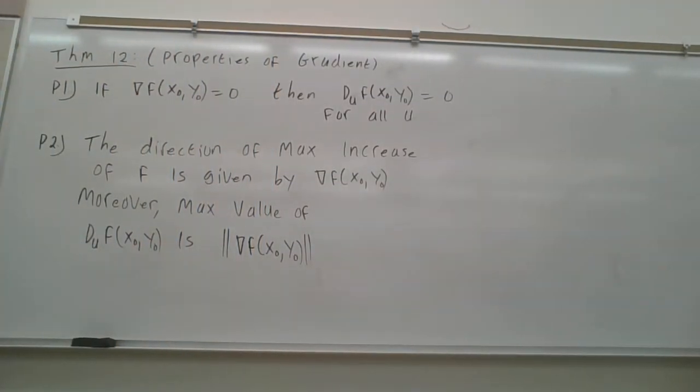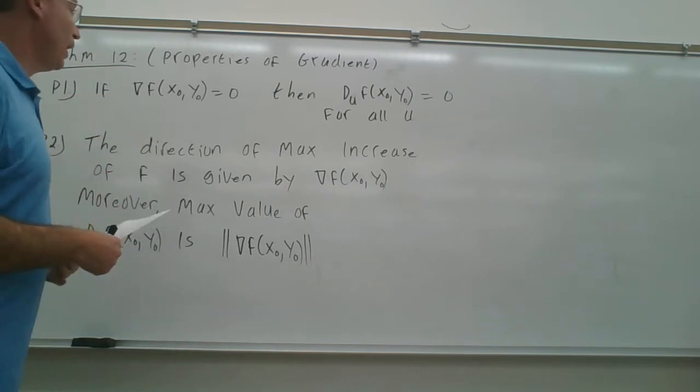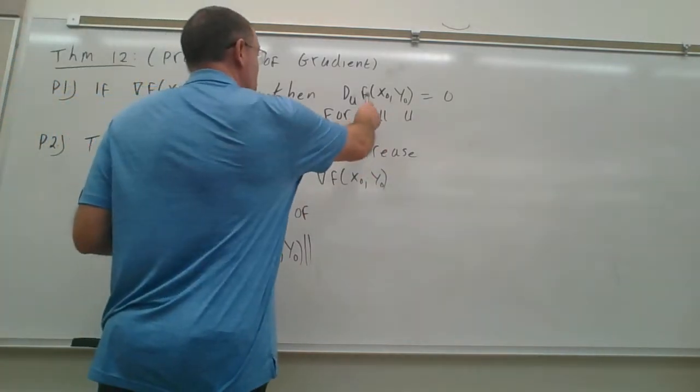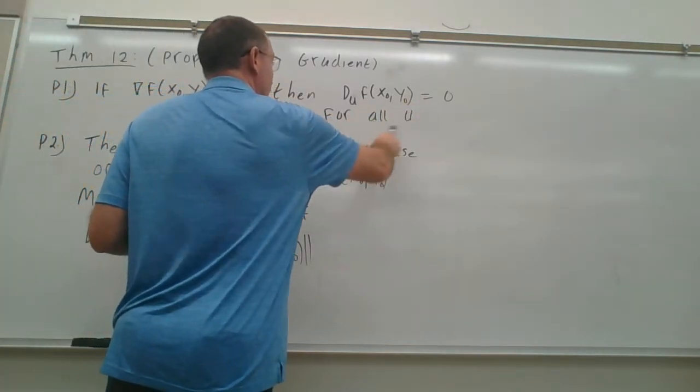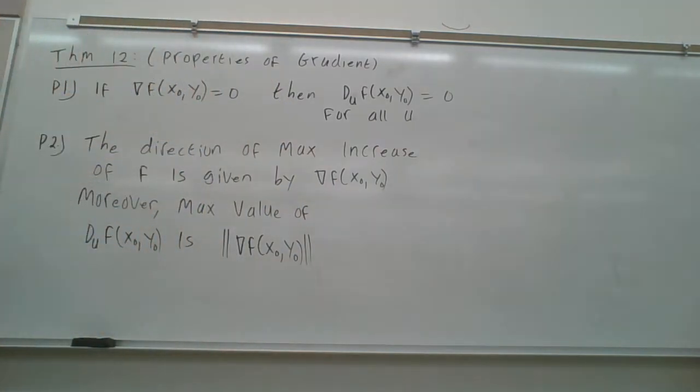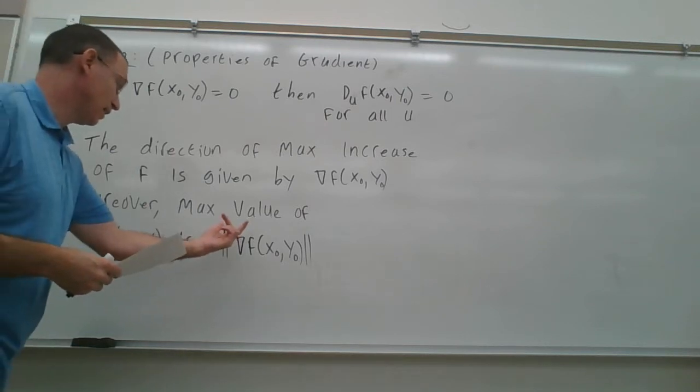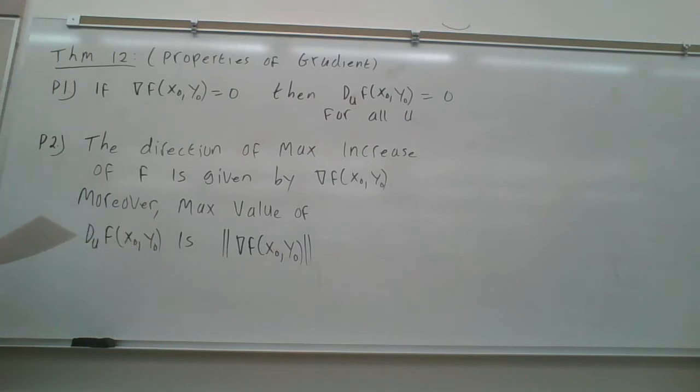Okay, let's next continue with theorem 12, which is properties of the gradient. So we're going to prove these two properties. Property 1 says if the gradient is 0, then the directional derivative is 0 for all directions coming into x0, y0. And property 2 says the direction of max increase of f is given by the gradient. Moreover, the max value of the directional derivative is the magnitude of the gradient.